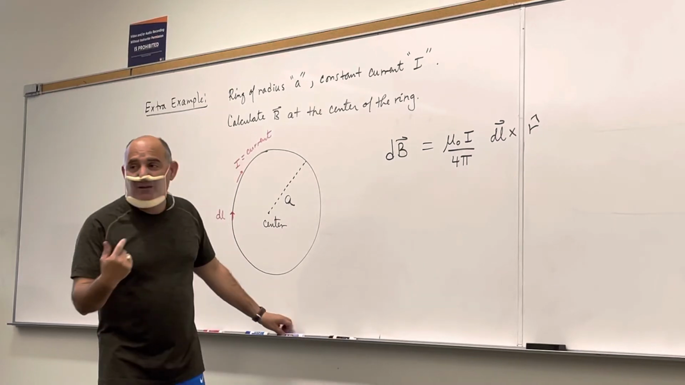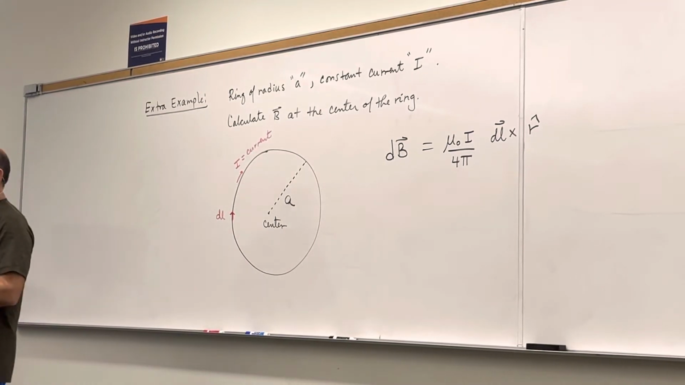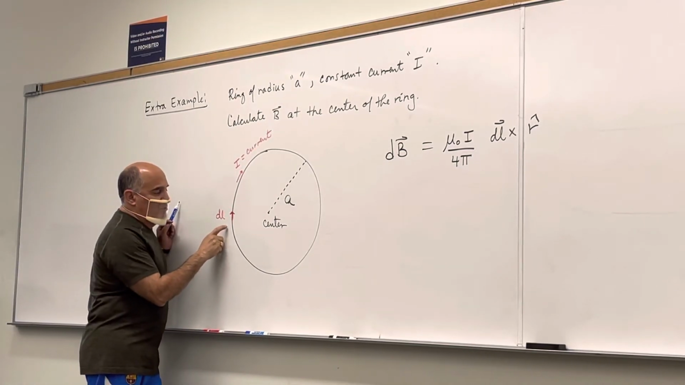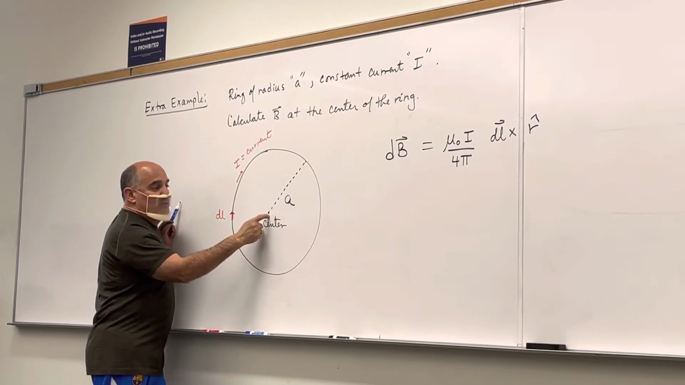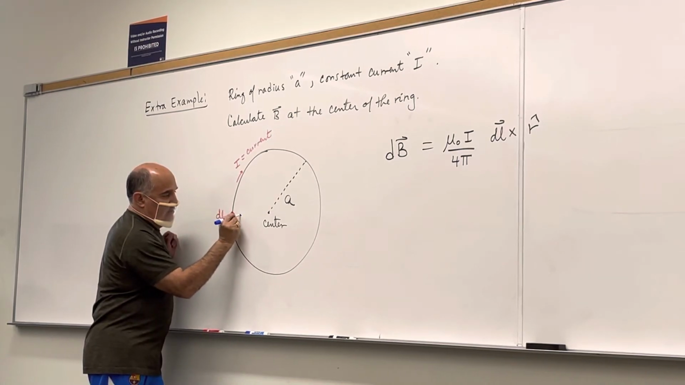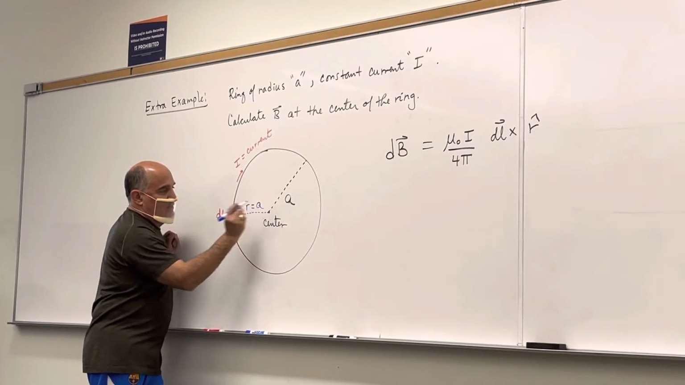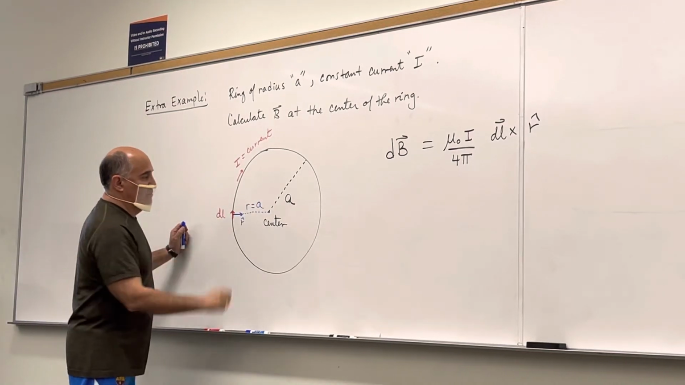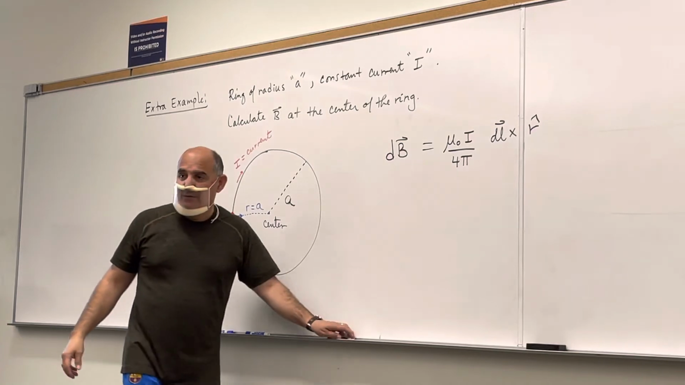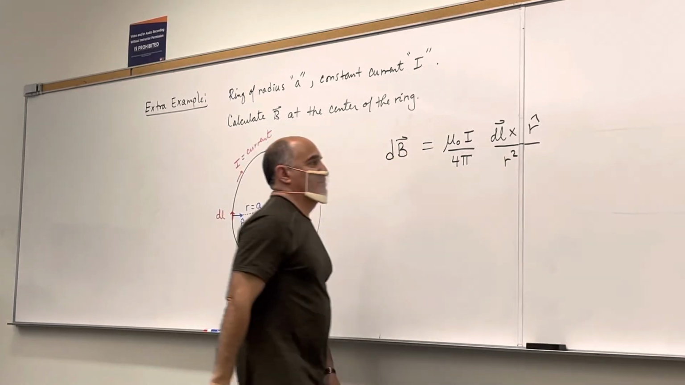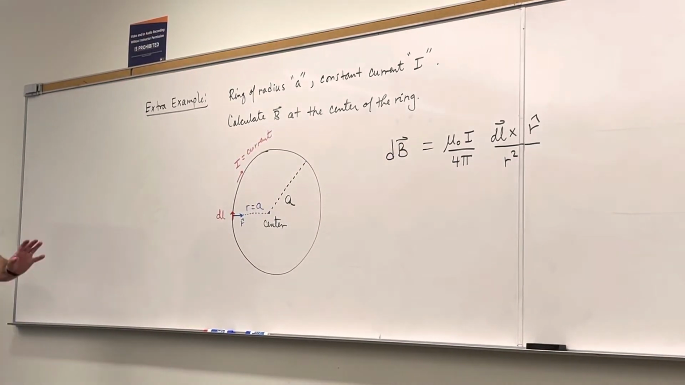Now, how did I define r hat? Do you remember how I defined the unit vector r hat? It's a vector of magnitude 1 pointing from the dL towards the point where we're calculating the magnetic field. So, I'm calculating the magnetic field there. So r hat is this. And this distance is r, which will be, in this case, equal to the radius of the ring. Are we good? And I have to divide, of course, by r squared. That's the Biot-Savart law. So that's what I'm going to start with.